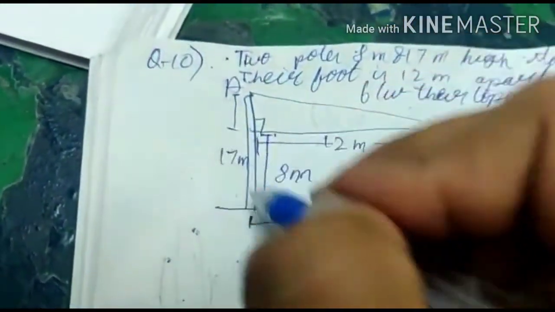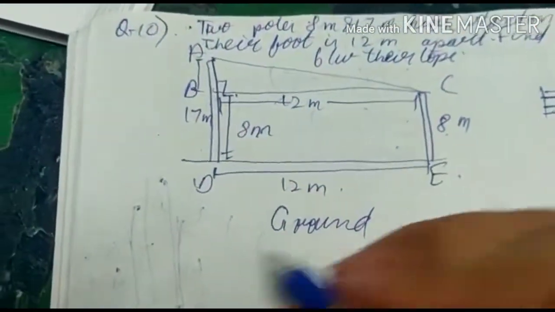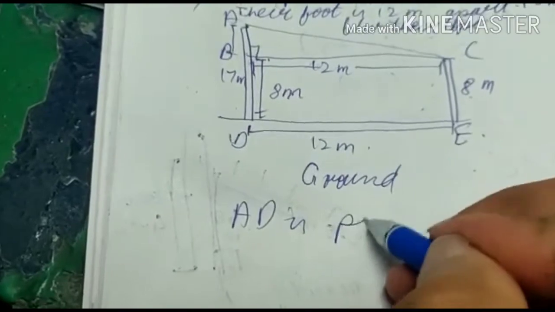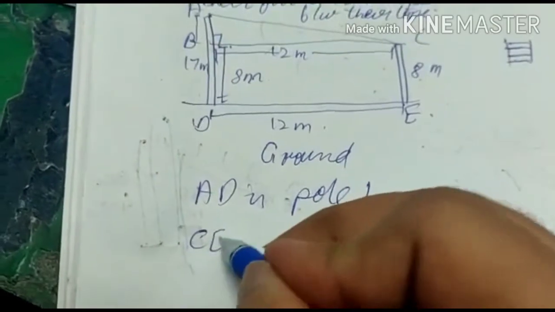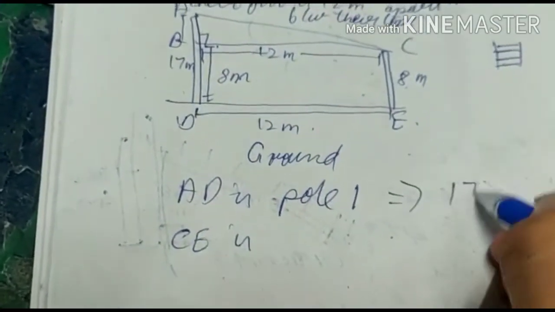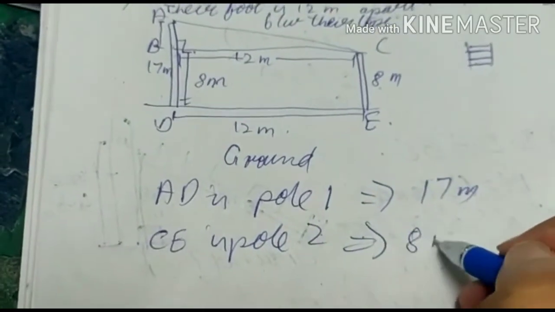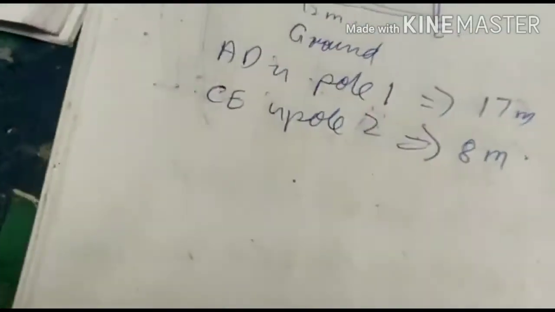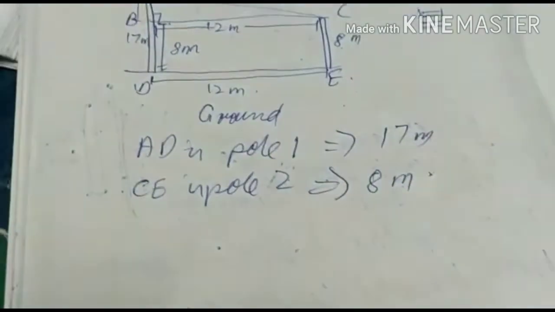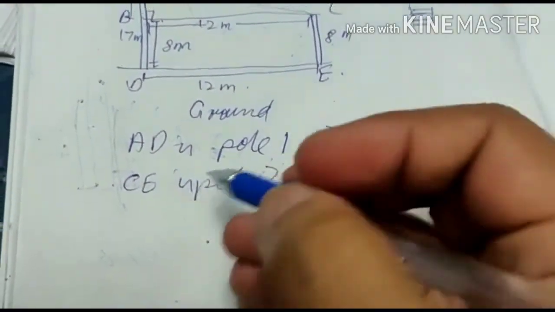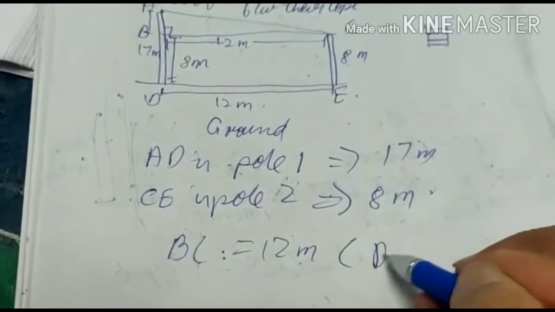If we name it A, B, C, D and E, AD is pole 1 of 17 meter, and CE is pole 2. It is 8 meter. So what does it say? It says that we have got this. So here, BC equals 12 meter, the distance between them.